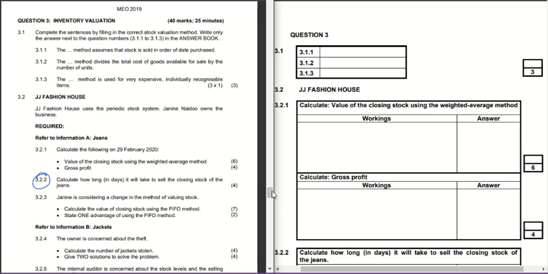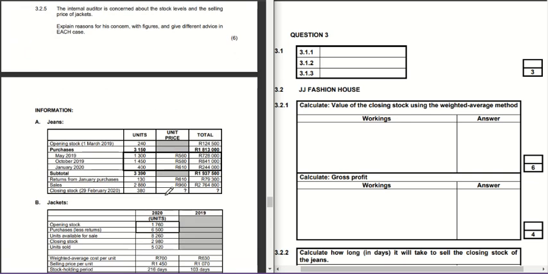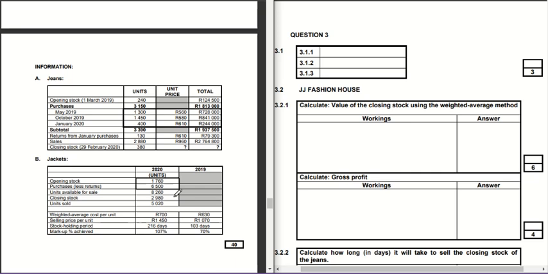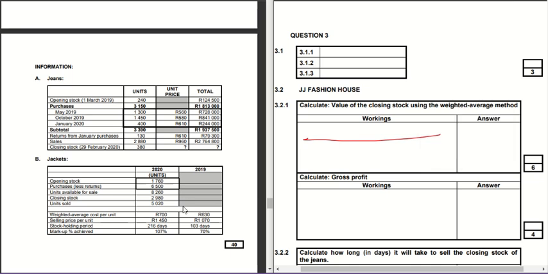Alright, so I'm going to do that, but before I do that, let me just answer 3.2.1 so that I can do that as we are going. To answer 3.2.1, calculate the value of closing stock using the weighted average method. Remember what we do with the weighted average method: it has to be your rands over your units. Your rands here and your units at the bottom.